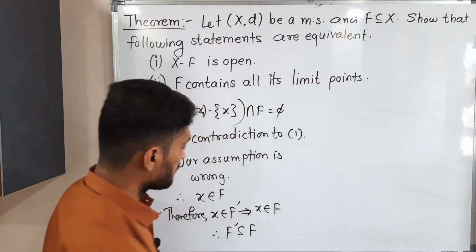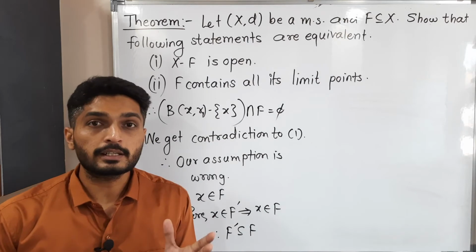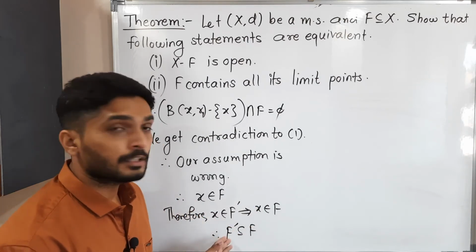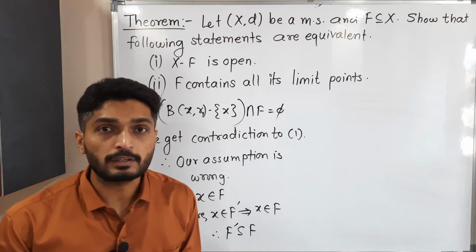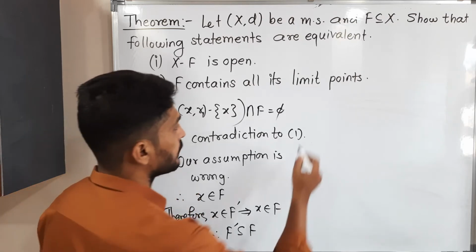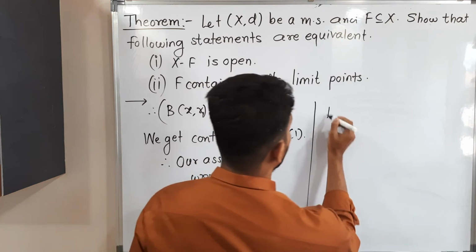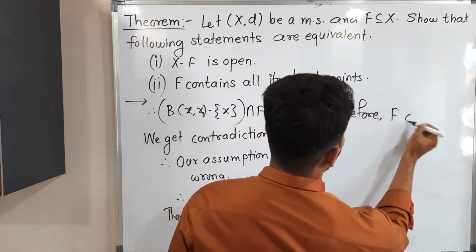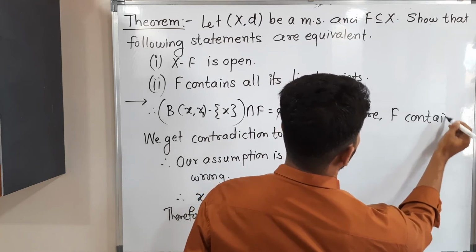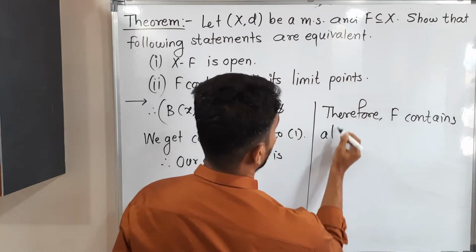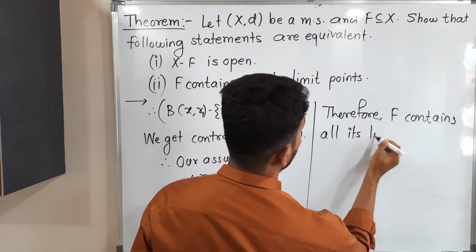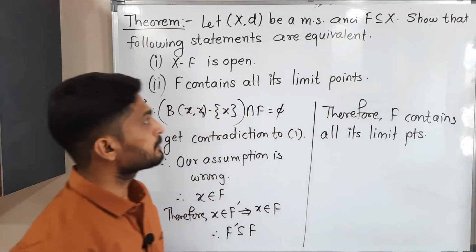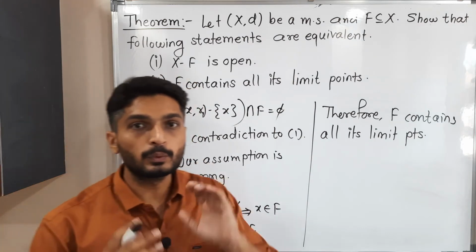Okay, see that means F dash means derived set of F, set of all limit points of F. And here we are saying set of all limit points of F is a subset of F, that means F contains all its limit points. Therefore, F contains all its limit points. So that means we had assumed the first part and we proved the second part.